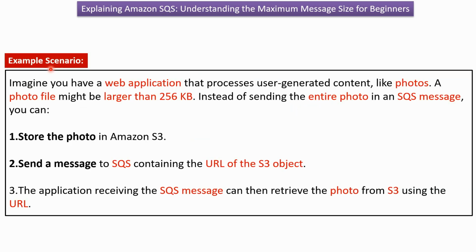Now we will see an example scenario. Imagine you have a web application that processes user-generated content, for example, photos. A photo file might be larger than 256 KB. Instead of sending the entire photo in the SQS message, what we can do is store the photo in Amazon S3 and send a message to SQS which contains the URL of the S3 object. The application receiving the SQS message can retrieve the photo from S3 using the URL.